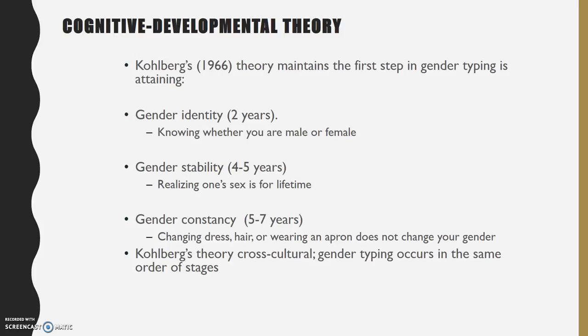Once they've developed that sense of gender stability and constancy, then children are going to seek to behave in ways that are consistent with their gender. So once we've got these three things in place, identity, stability, constancy, Kohlberg says, then we're going to change our behavior to fit our gender, to fit those categories. And if we look at different cultures, this gender typing happens in the same order of stages across lots of different cultures.